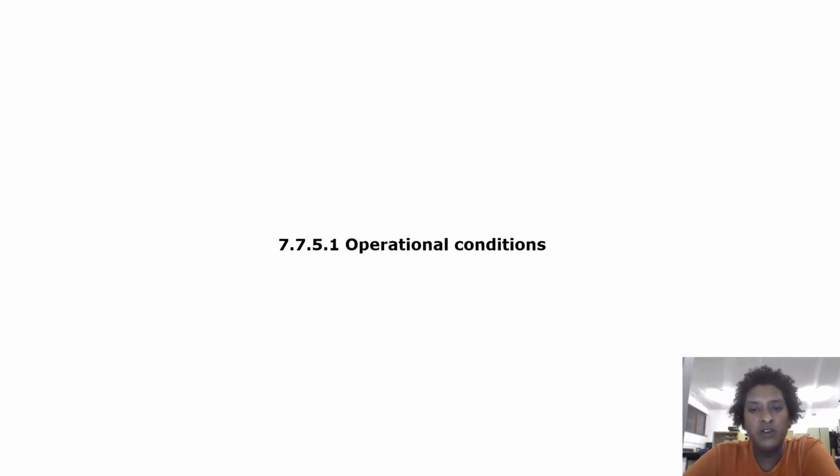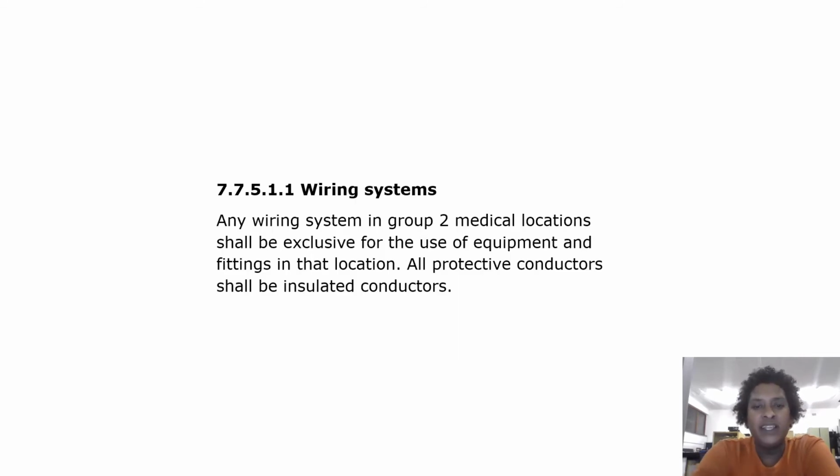Selection and erection of electrical equipment. Operational conditions. Wiring systems. Any wiring system in Group 2 medical locations shall be exclusive for the use of equipment and fittings in that location. All protective conductors shall be insulated conductors.